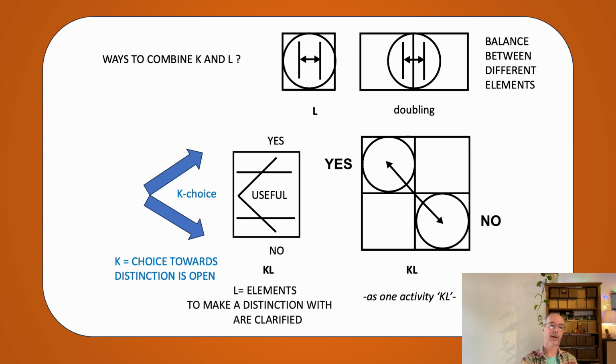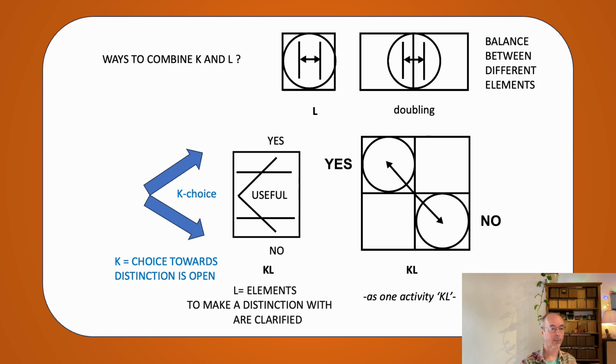So how shall I combine the K and the L? We had already the L. It is a very good balance of the doubling center, so we will have a balance between all the elements, and the elements will be very clear. That's the advantage of the L. The K is the choice. We have a choice for a distinction, and it's an open choice. We don't know what we will get.